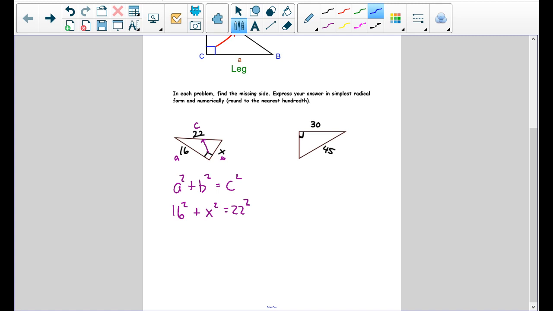So you'll need a calculator so you can square these numbers. They get kind of big sometimes. So 16 squared gives me 256. Just bring down our x squared. 22 squared, 484. Now, I'm just solving for x. So how do I solve for x? Subtract 256. So 484 minus 256 gives me 228.